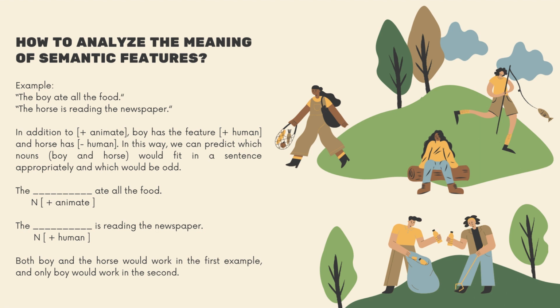We can then characterize which semantic features are required in a noun in order for it to appear as the subject of a particular verb. In this way, we can predict which nouns, boy and horse, will fit in a sentence appropriately and which will be odd, as in the following 2. Both boy and horse would work in the first example, and only boy would work in the second.